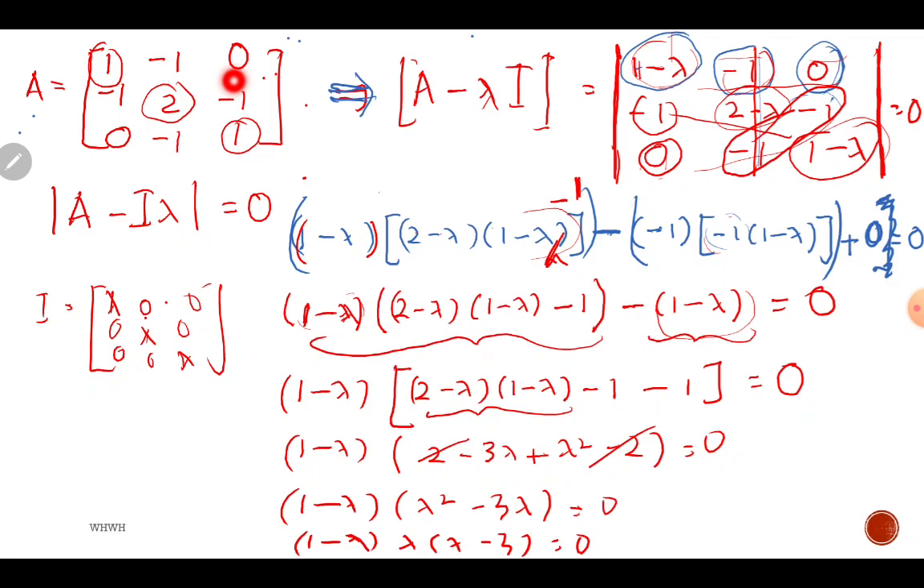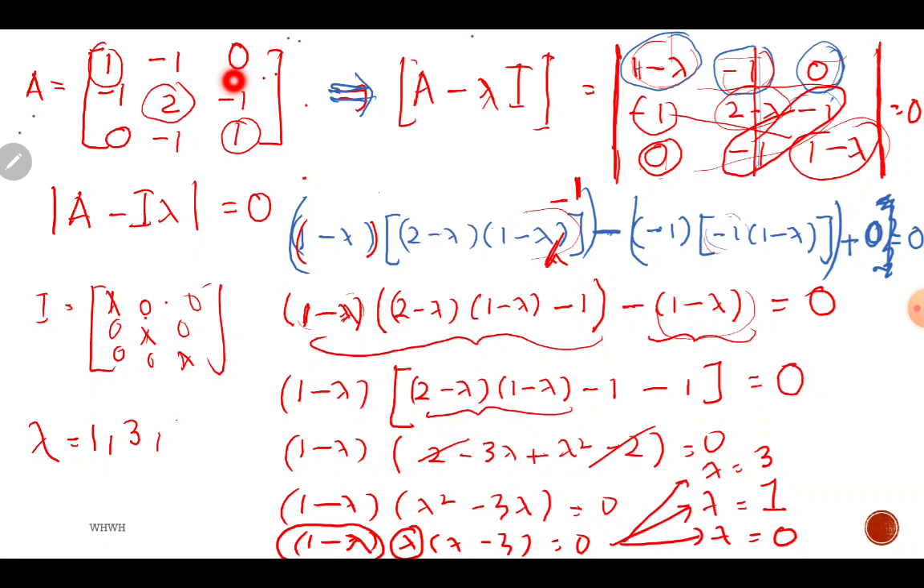So daripada sini, kita akan dapat 3 value. We have lambda sama dengan apa? Satu yang ni, 1 minus lambda equals to 0. We have lambda equals to 1. Satu lagi kita ada lambda sama dengan 0. Satu lagi kita ada lambda sama dengan 3. Nampak? So, altogether we have 3 lambda. Lambda equals to 1, 3 and 0.